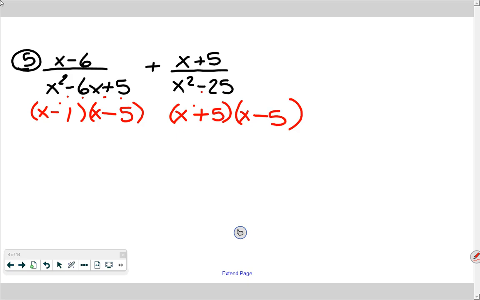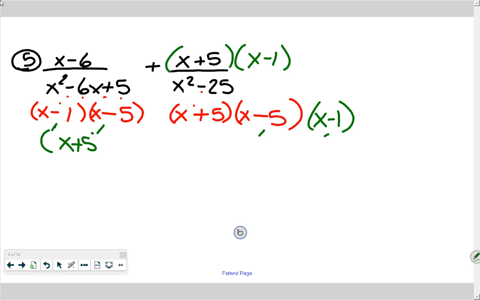Okay, so we need our denominators to be the same. This one has an x minus 1, but this one doesn't. So whatever I multiply on the bottom, I've got to multiply on the top. So x minus 1, x minus 1, x minus 5, x minus 5. This guy over here is missing the x plus 5. Whatever I multiply on the bottom, I've also got to multiply on the top.